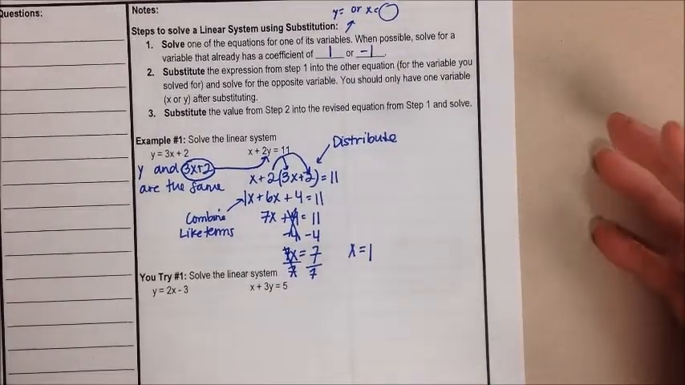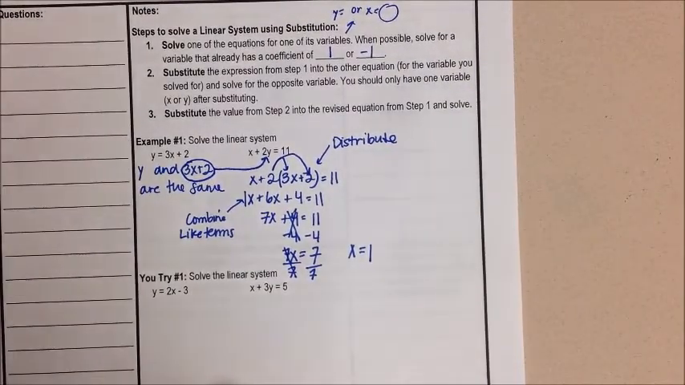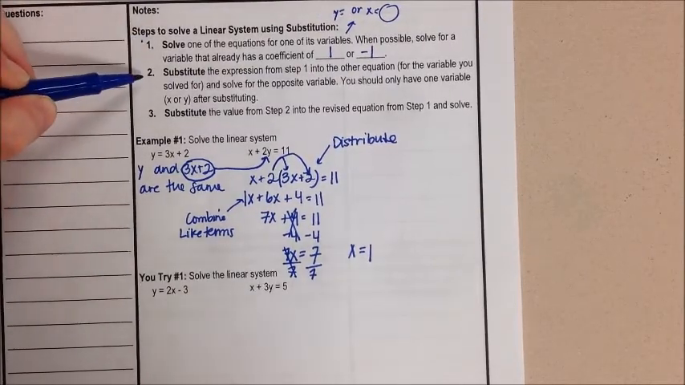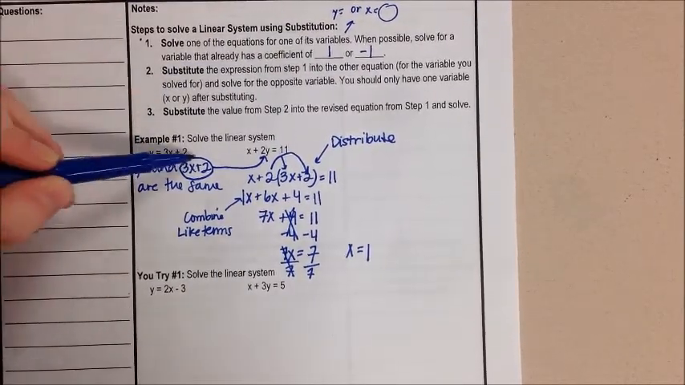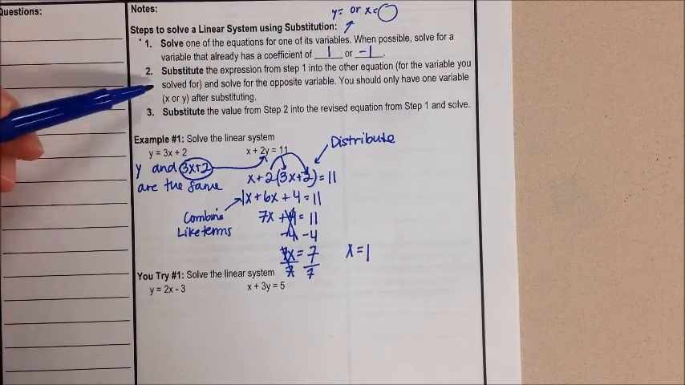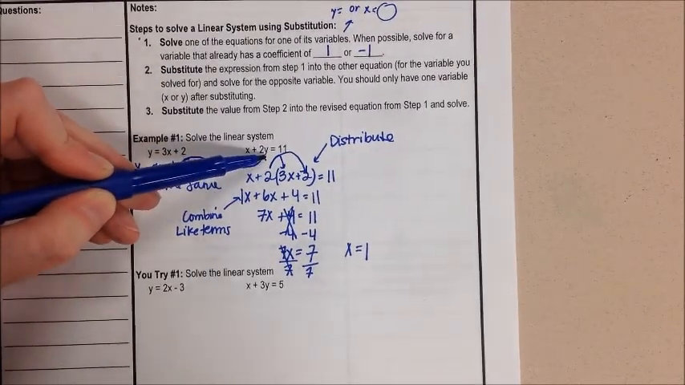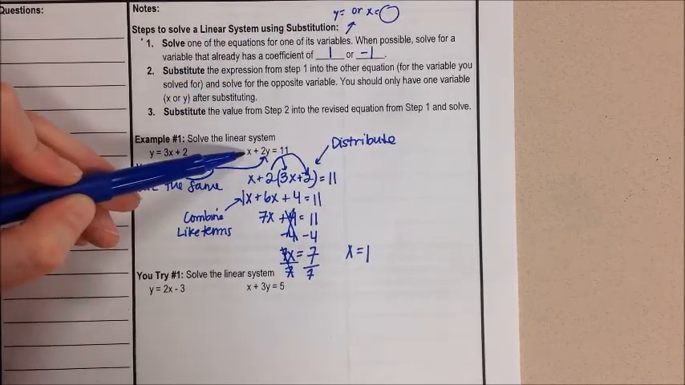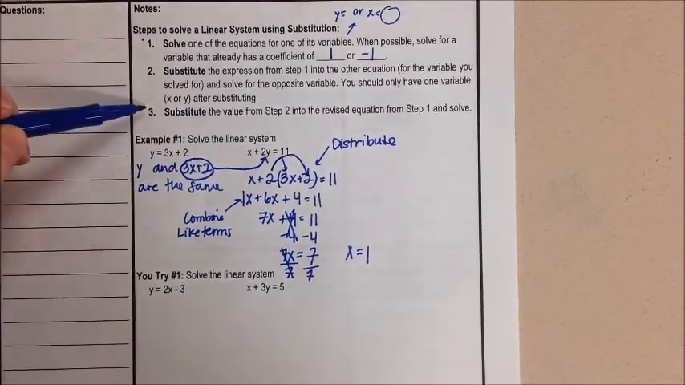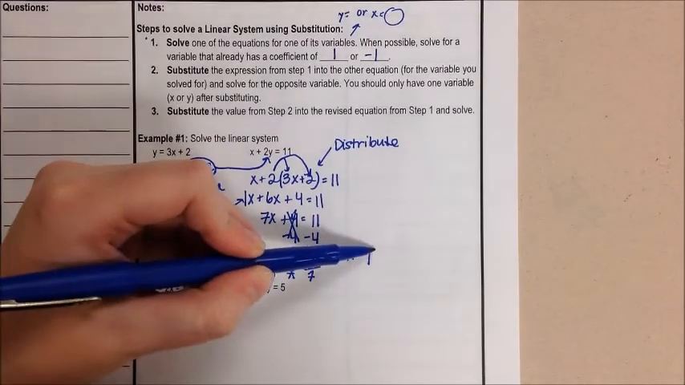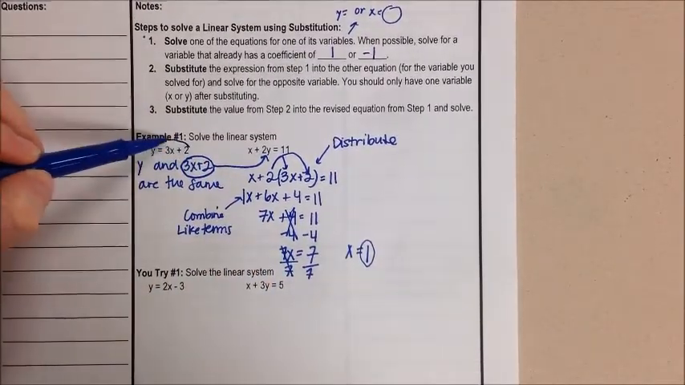So now I know that x equals 1. Okay, now, so we've done this. We substituted the expression, this one, into the variable that was solved for. We plugged it into y. Okay, and then we solved for the other variable. We solved for x.